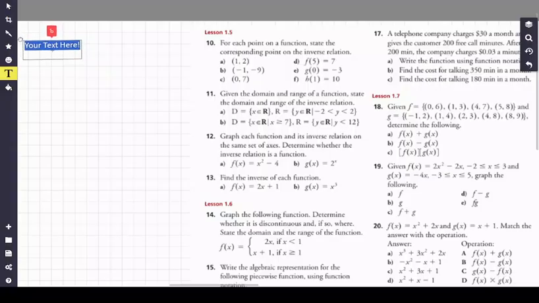This is not 0 degrees. Okay, let's move that. So question 10.